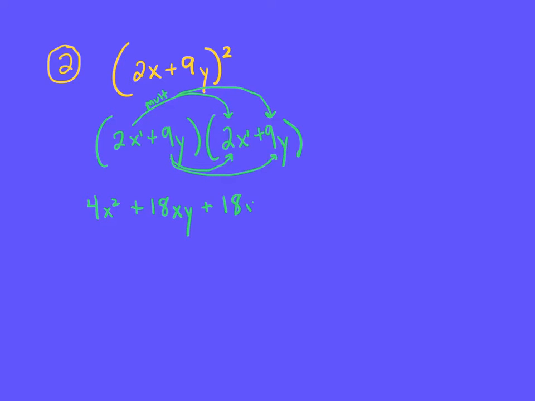And you could put yx, but typically with variables, we're going to put them in alphabetic order. X, y. And then lastly, we've got 9y times 9y. And that'll give us 81 and then y squared. After that, add your like terms. We've got 4x squared plus 36xy plus 81y squared.